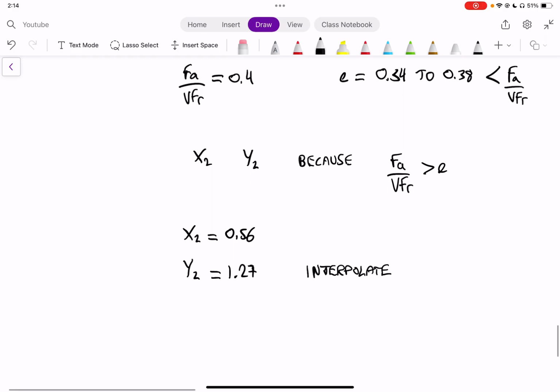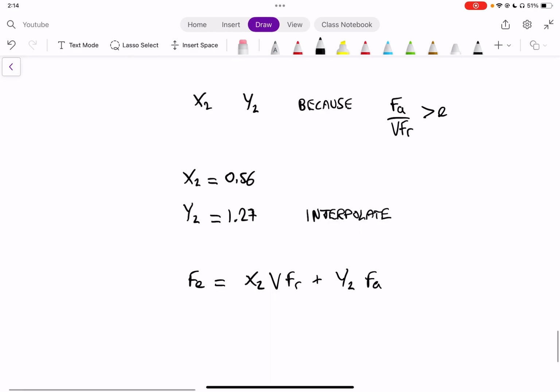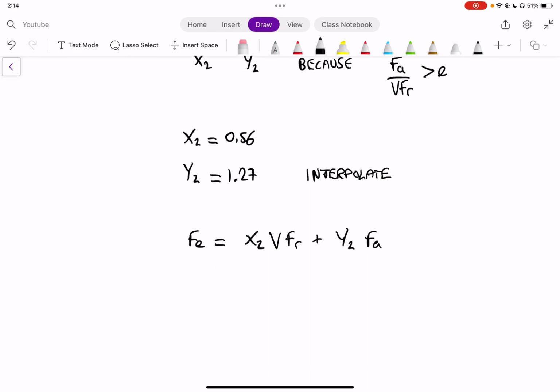Okay, so that you know you have to interpolate. And then your FE value is going to be equal to X2 VFR plus Y2 FA, based on our theory and based on the equation being rearranged. And if you plug in all the values, you get 5.34 kilonewtons. Okay, so we've been able to solve for FE. So we're done with part A of the problem.